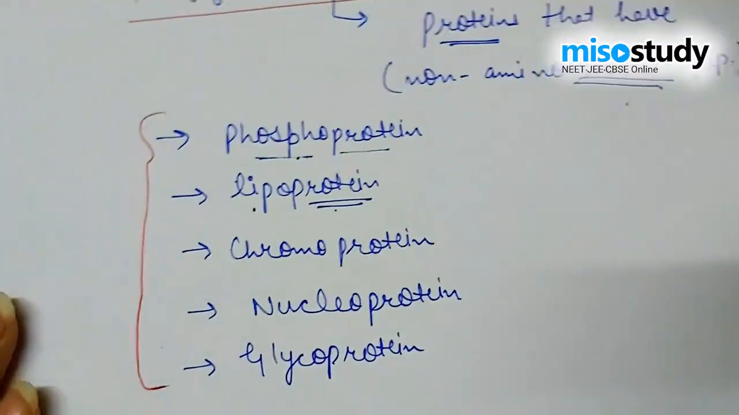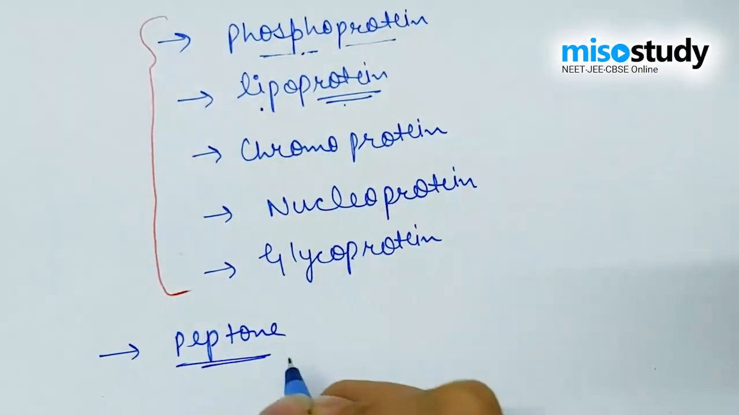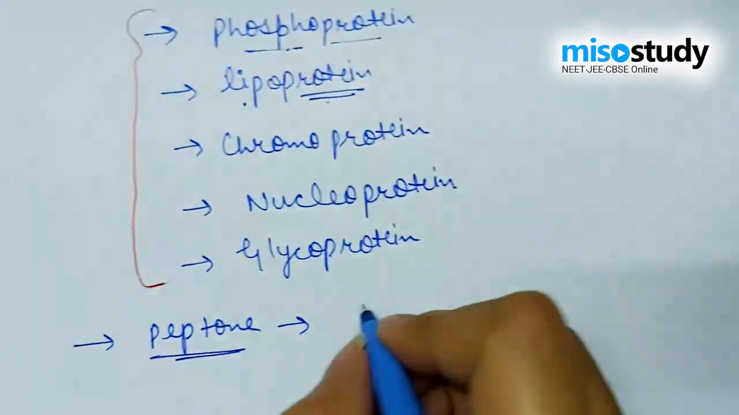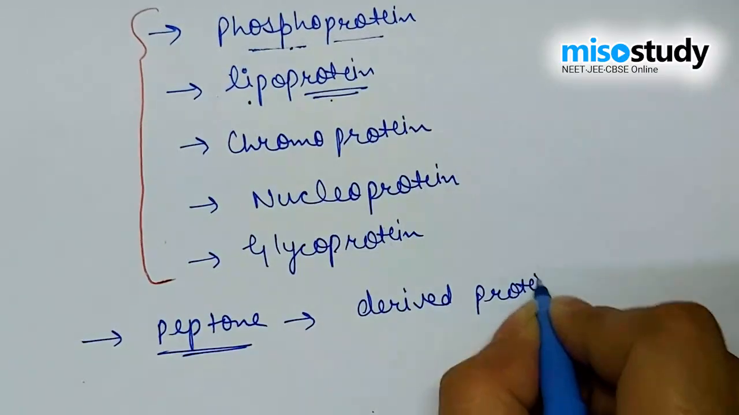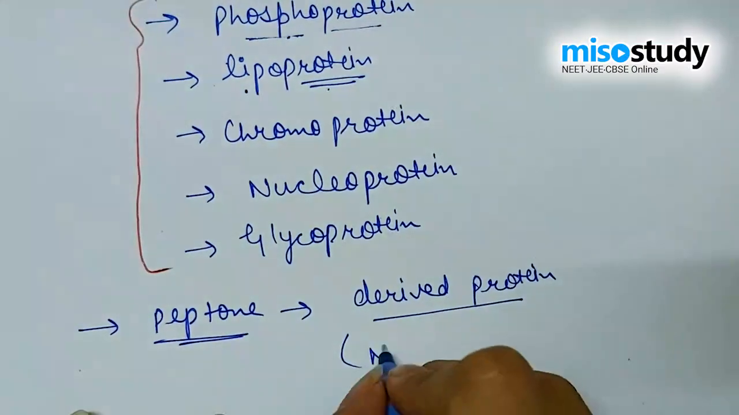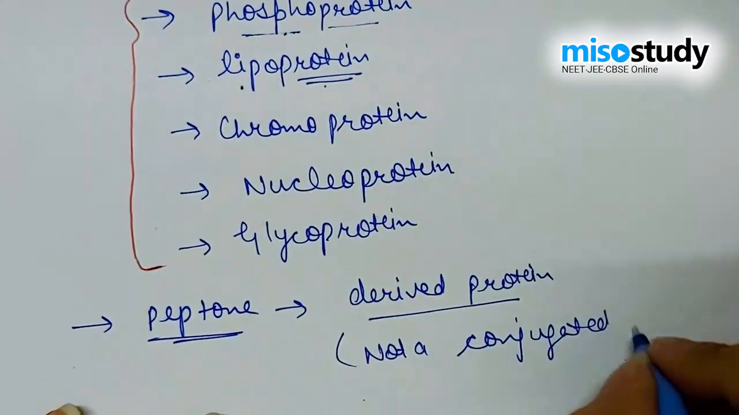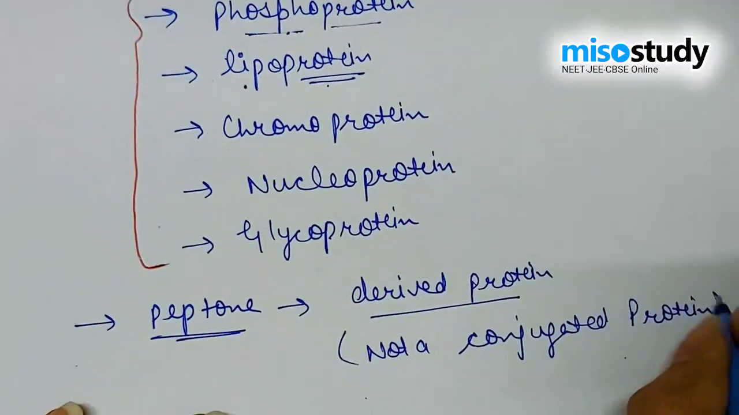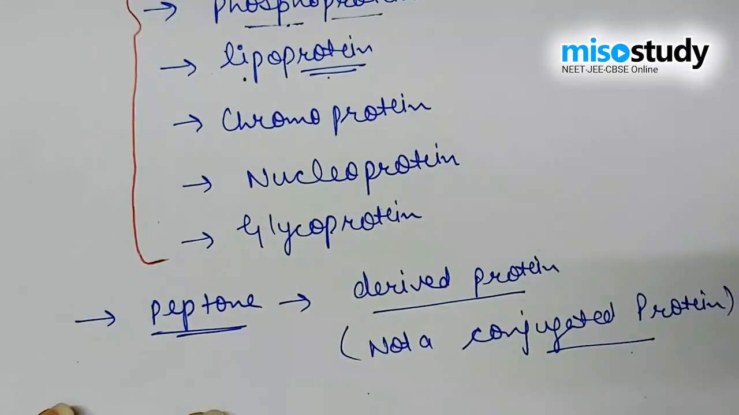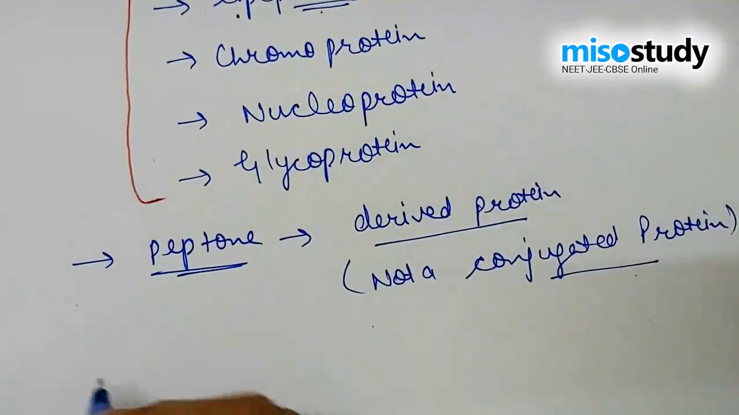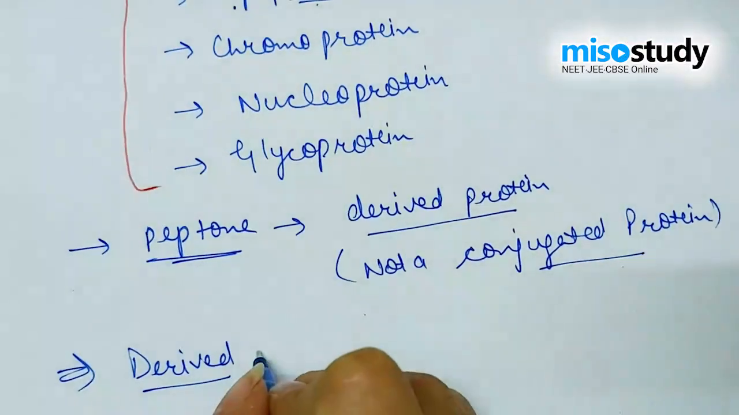In this, the major one is peptone. Peptone is known as a derived protein, not a conjugated protein. A conjugated protein is the protein type in which protein is attached with a non-amino prosthetic group. When we discuss derived proteins, the category includes peptone.